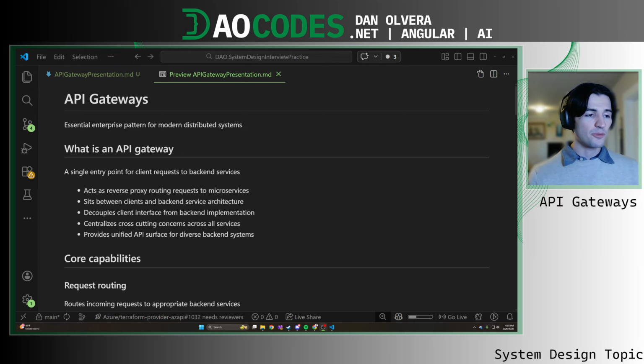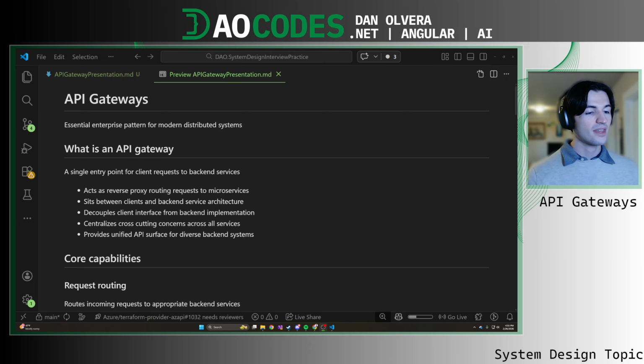So what is an API gateway? This is a high-level definition, but a single entry point for client requests to backend services. It acts as a reverse proxy, routing requests to microservices. It sits between the client and the backend service architecture. It decouples any client interface from the backend implementation.